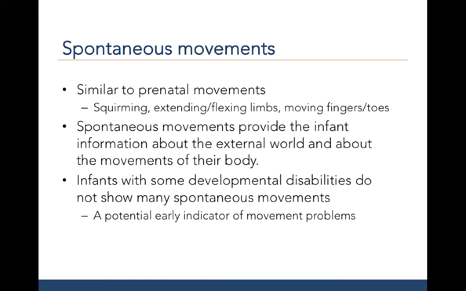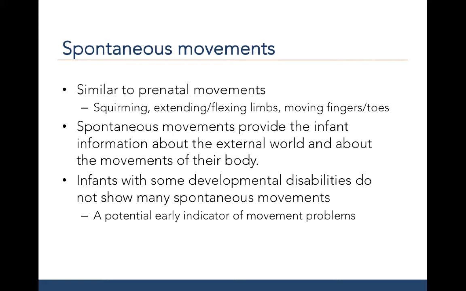Spontaneous movements provide the infant with information about the external world. For example, if the baby is kicking or flexing and extending his or her legs spontaneously, he or she may hit an object in the environment. The spontaneous movements also provide the infant's brain and sensory systems with information about how it feels to move or what it looks like to move. It also provides the brain with information about what activity is necessary to actually generate movement.